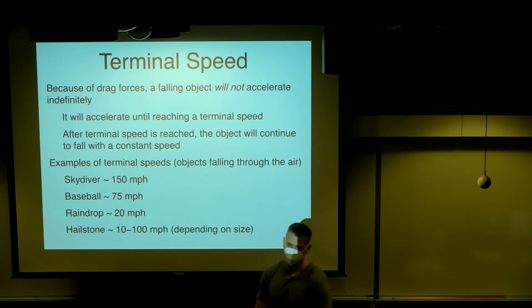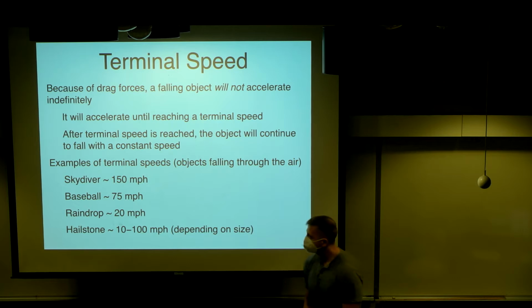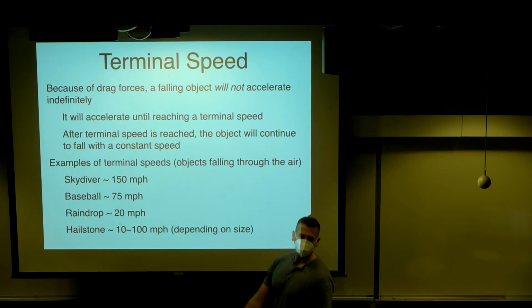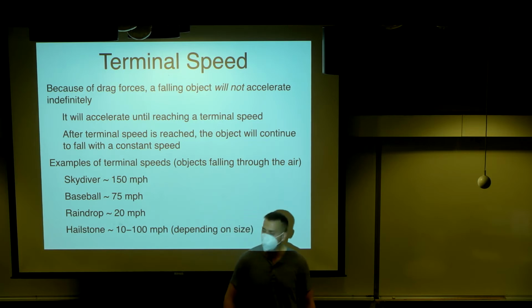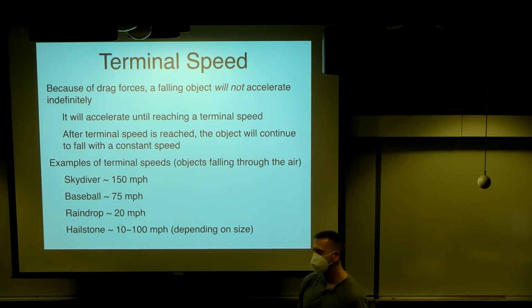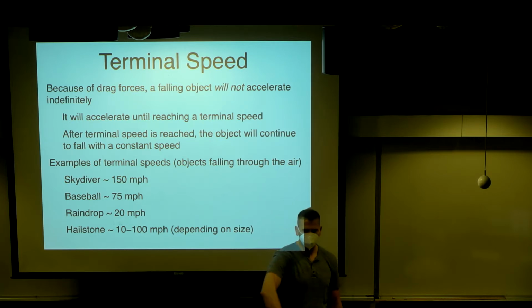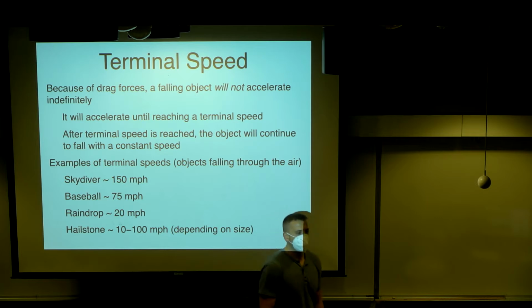If it were falling through water or some other fluid, it'd be a completely different scenario, but we're talking about objects falling through the air. If you go skydiving, it depends on some details, like how massive you are, the shape of your body, and what kind of clothes you're wearing, but it's around 150 miles per hour. So you jump out of a plane, that's when you reach terminal speed, about 150 miles per hour. If you were to just drop a baseball off the Sears Tower or something, it's not just going to accelerate forever. It's going to reach a terminal speed around 75 miles per hour.